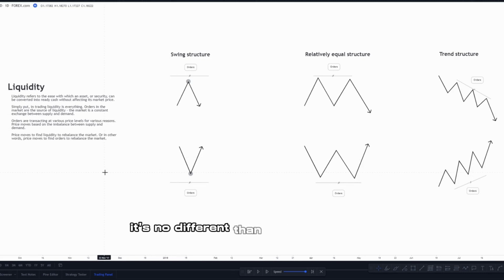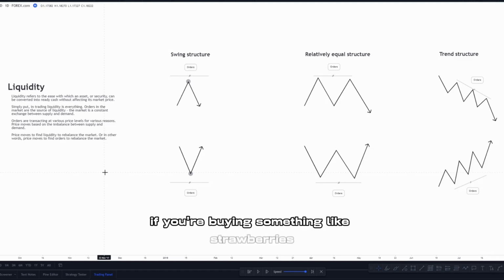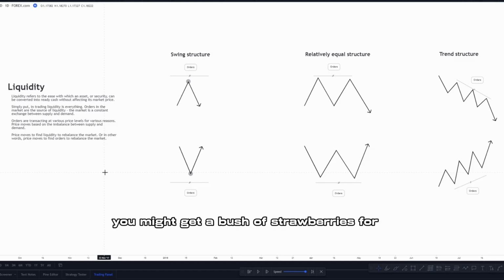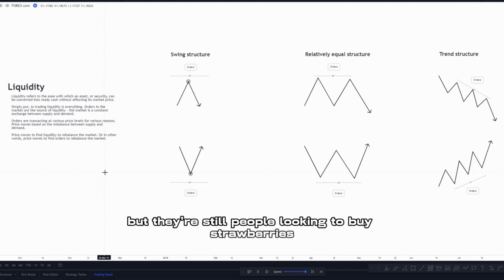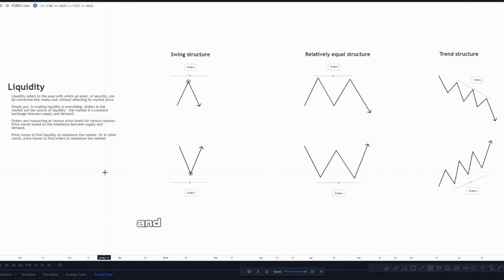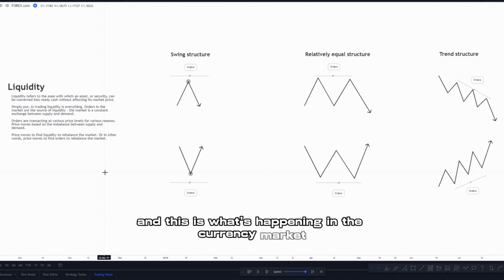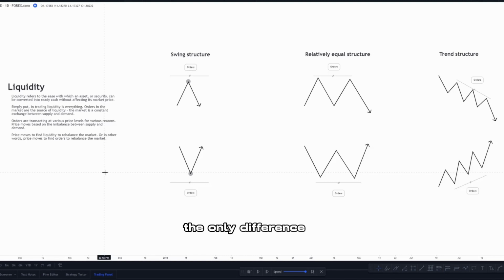It's no different than if we look at, say, a grocery store, for example. If you're buying something like strawberries, you might get a bushel of strawberries for $5, but another vendor has a bushel of strawberries for $6. More than likely, people are going to flock to the $5 price, but as soon as those $5 sell out, but there's still people looking to buy strawberries, they'll go to the $6. And this is what's happening in the currency market each and every day. The only difference is it's not offered by a small local vendor.